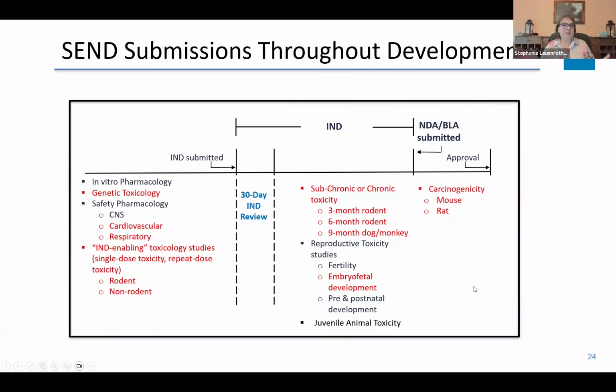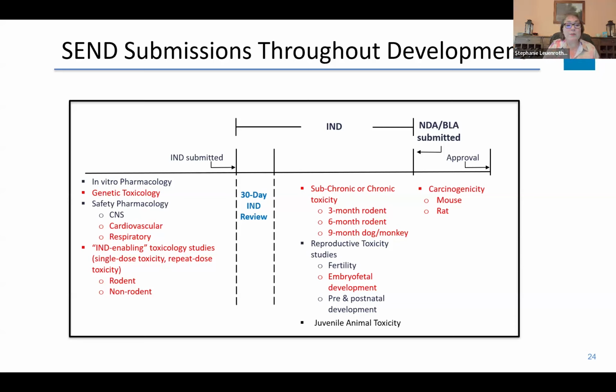So when exactly is SEND submitted during the drug development timeline? Well, the answer is through the entire, or could be submitted through the entire phase of drug development. So that first opening IND begins with a 30-day IND review. So prior to that, industry is doing all of their non-clinical studies, and some of these studies have SEND requirements.